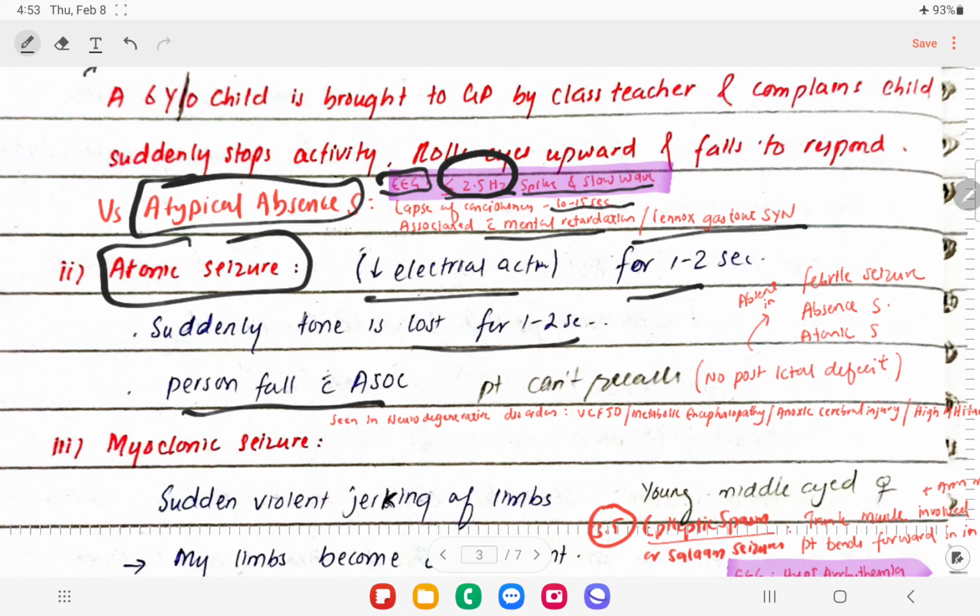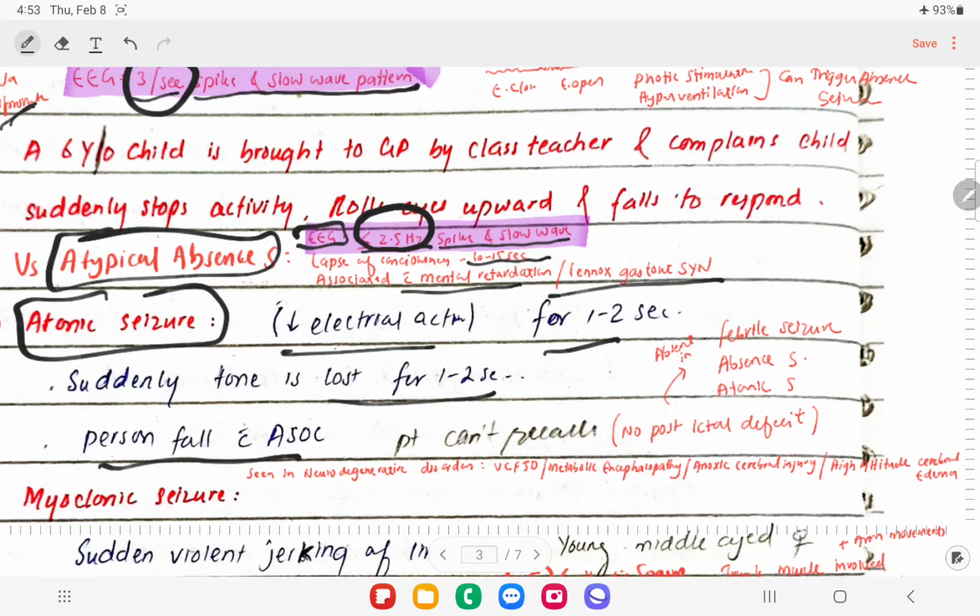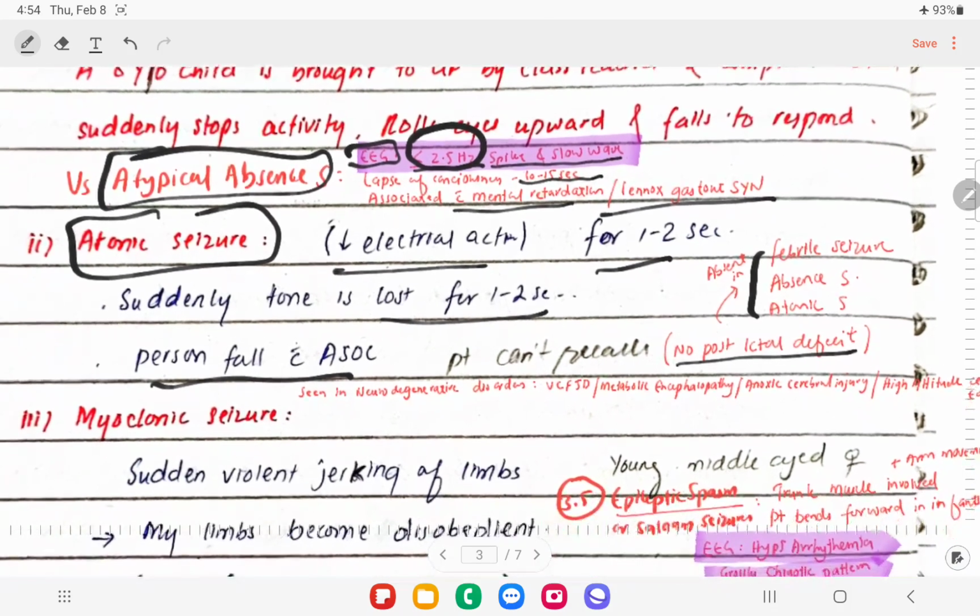Okay, so this is related to decreased electrical activity, and we're not going to find any post-ictal deficit. So these are the conditions: the febrile seizures, absence seizure, and atonic seizure. There will be no post-ictal deficit in these patients, right?